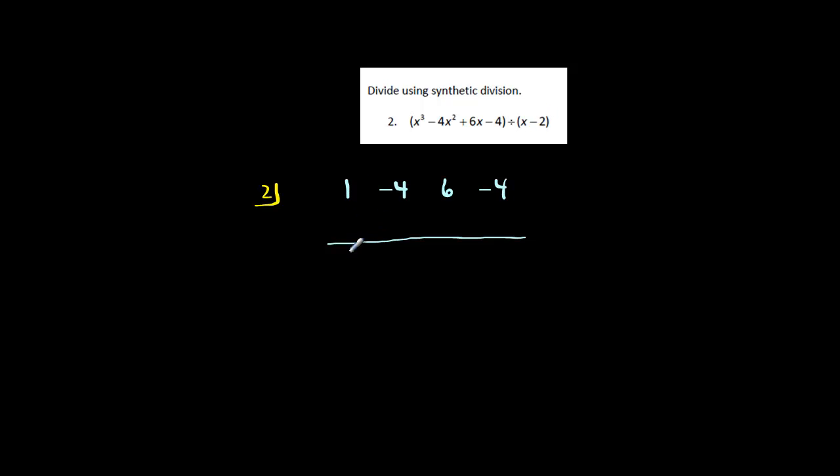So we drop the 1 down and we multiply. 2 times 1 is 2. Let's add down. Negative 4 plus 2 is negative 2. And we multiply. 2 times negative 2 is negative 4. 6 and negative 4 is positive 2. Multiply. 2 times 2 is 4. Add down. We have 0. So this is our remainder. This is our constant. This is our x term. This is our x squared term. So the quotient is going to be 1x squared minus 2x plus 2.